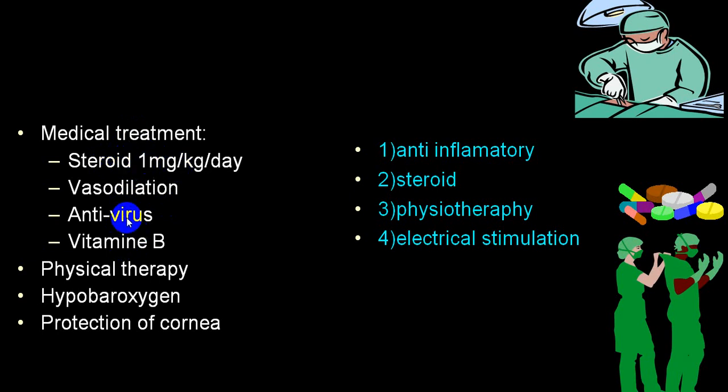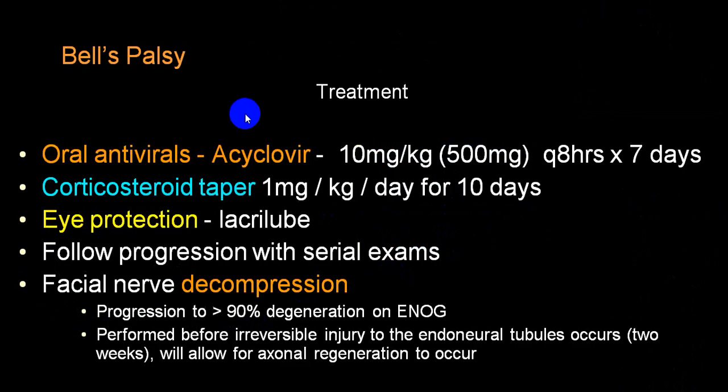Steroid is very beneficial. An antiviral drug may be of use if you pick up the diagnosis of viral involvement. In physiotherapy, they have even tried hyperbaric oxygen, and you will have to protect the cornea. Anti-inflammatory drugs, steroid, physiotherapy, and electrical stimulation become the prime treatment. The commonest antiviral drug utilized is acyclovir, along with glucocorticoid, and you protect the cornea. If there are compressive symptoms, you might have to go for decompression, that is surgical intervention, and that can be identified by nerve conduction studies.